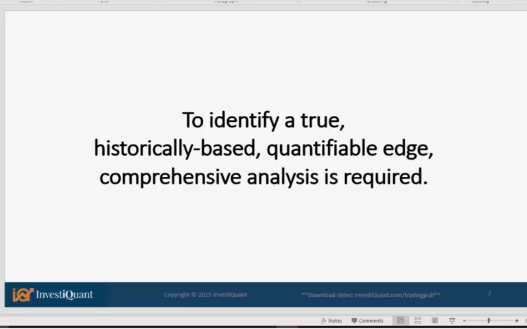It is important to know that while a lot of the stuff I'm going to be sharing today is pretty simple, to identify a true historically based, quantifiable edge, you do need to do some comprehensive analysis. There is a tendency for people, when they begin doing quantitative analysis, to mine data extensively, and that's not really what you want to do. You want to make sure that you've got a decent sample size, and that there is some reason that the results might be coming out the way they are.